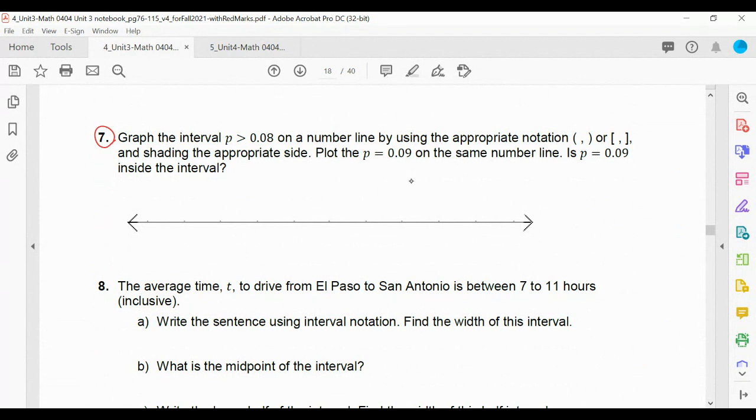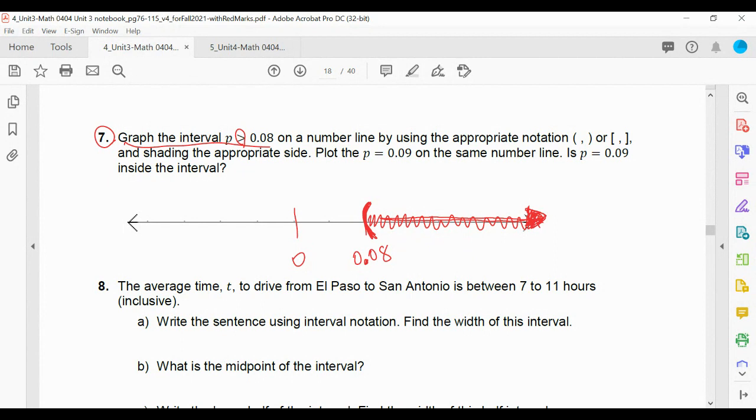So the first thing we're going to do is graph this on the number line. Again, I can put 0 anywhere. This is a positive value, so I'm going to put 0.08 on the right side of the 0, and I'm going to put an open parenthesis, and p is greater than 0.08 to the right. So I'm going to shade everything to the right of this. So I put an arrow because it keeps on going. It goes on to infinity.